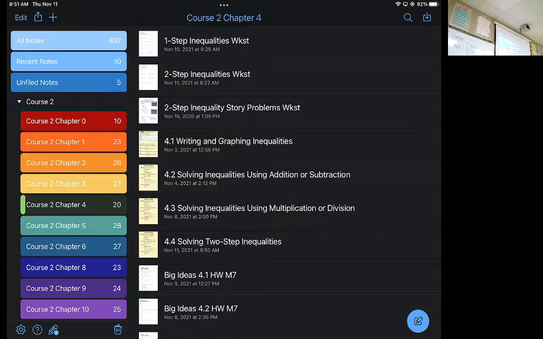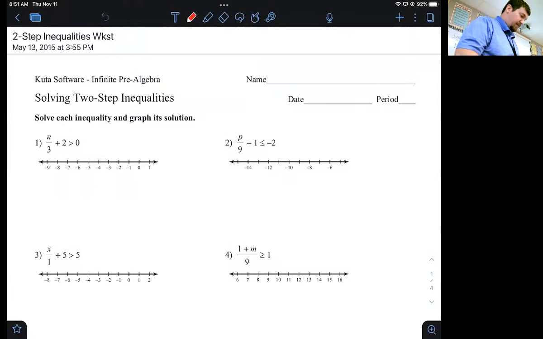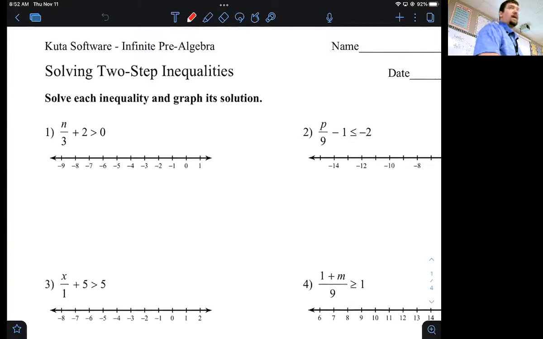All right. So the two-step inequalities worksheet. Go ahead and put your name on it. Pencil. Okay, so we're going to do the odds together, leaving you just the evens to do for your homework tonight. Oh my gosh, seriously? Go ahead and start number one.